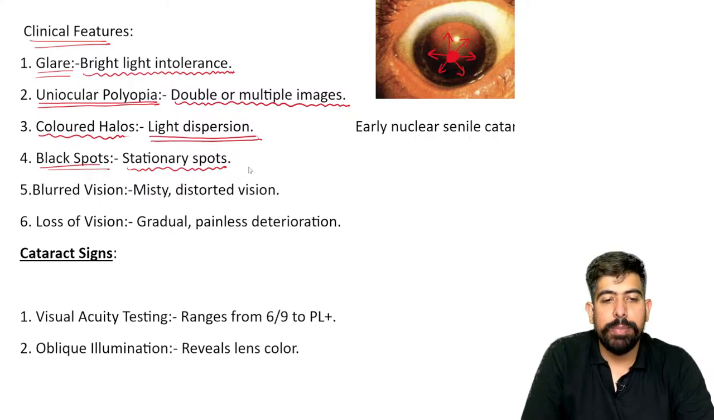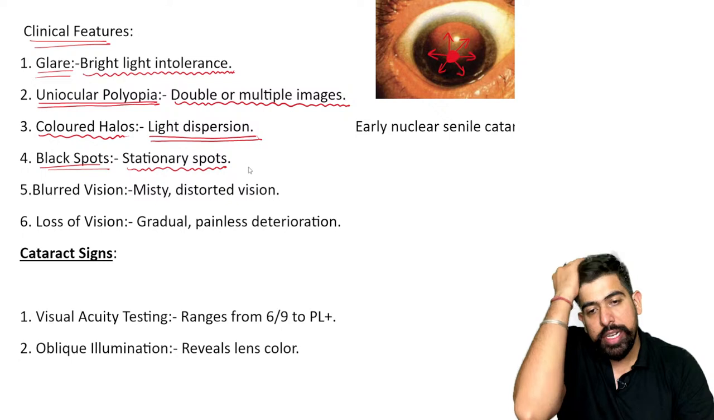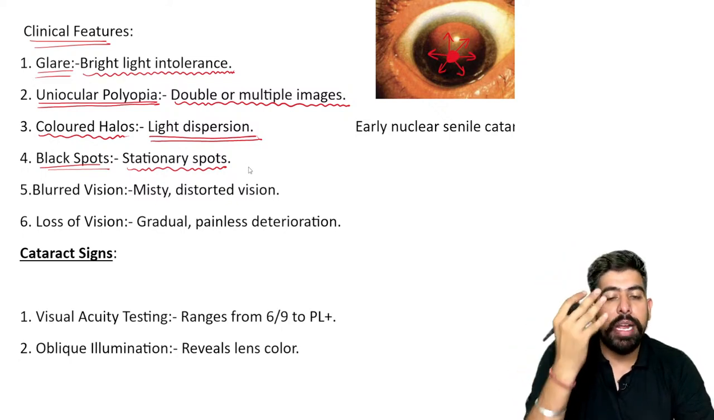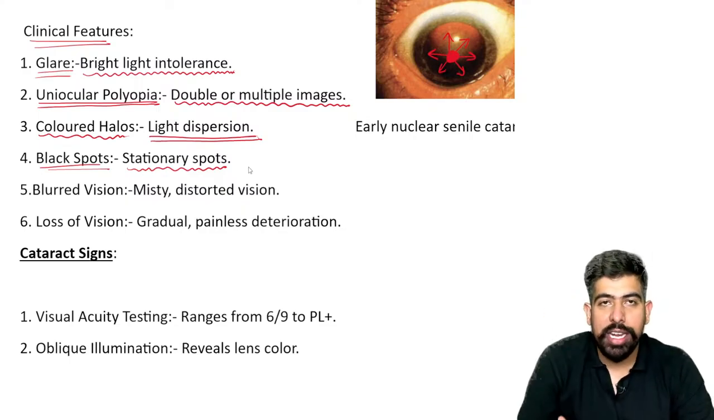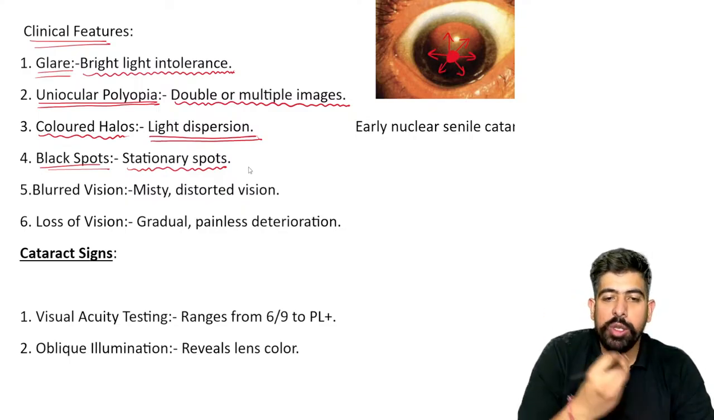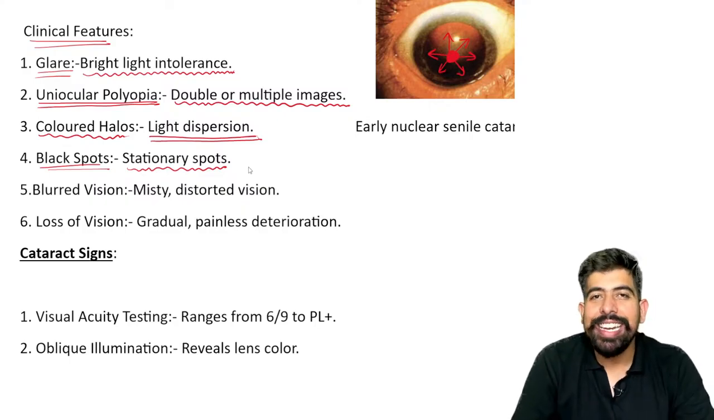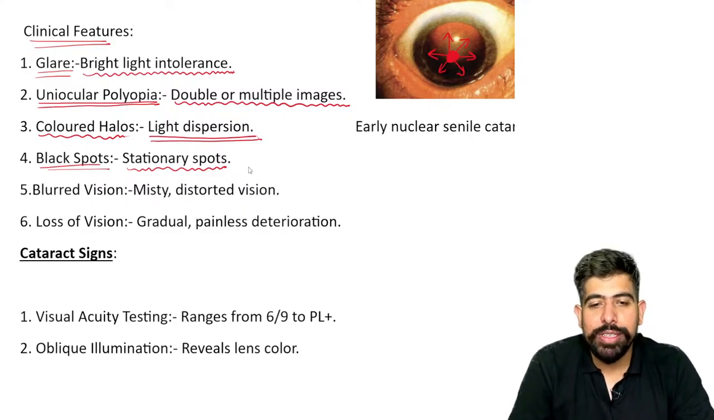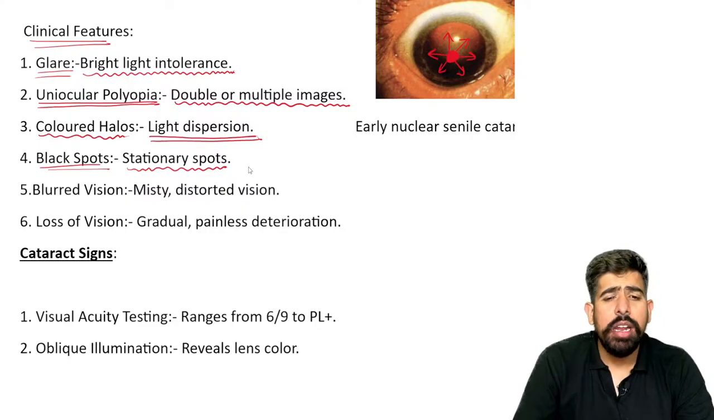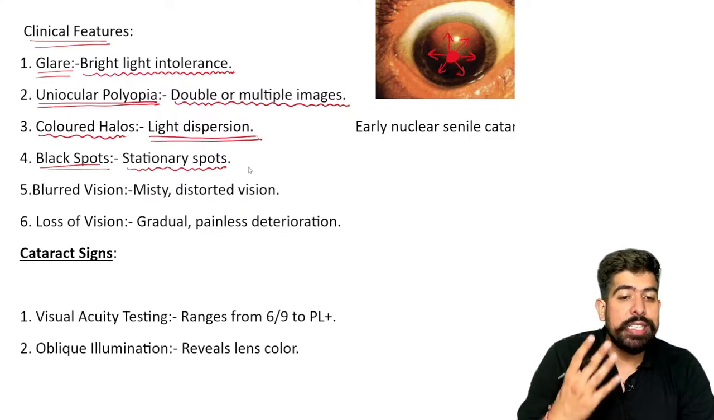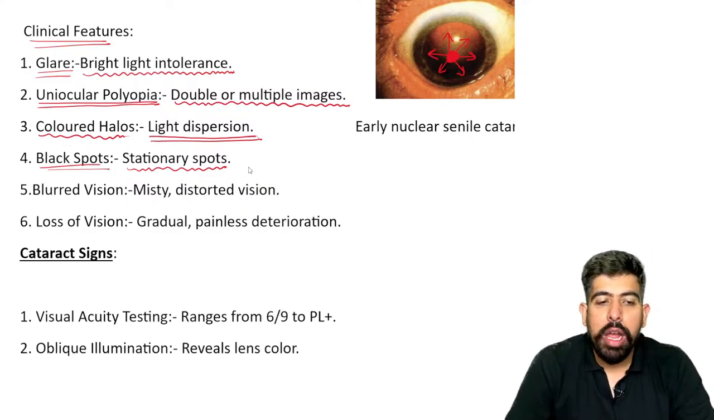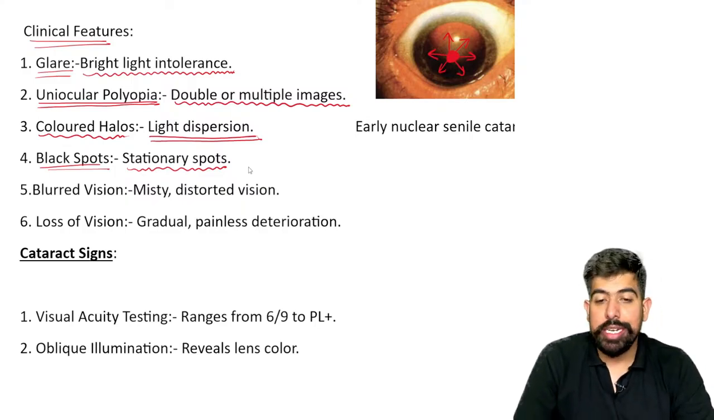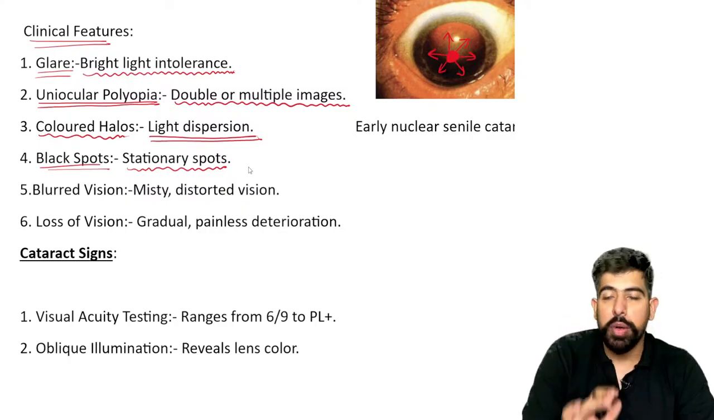Also, some black spots will be seen, which are stationary spots. The patient says there is a black spot in front of my eye, situated there. It feels like something is in between my vision, and the patient can say that some house flies are seated on my eye. The patient gives such clinical symptoms, and the vision is affected. Due to these black spots the vision is affected, and they are stationary. It means they are not going away. They are stable there only.